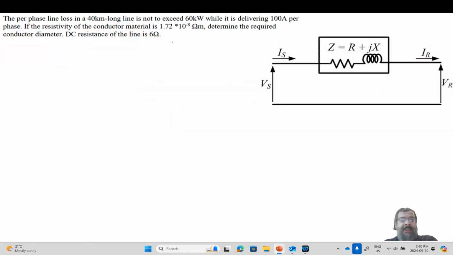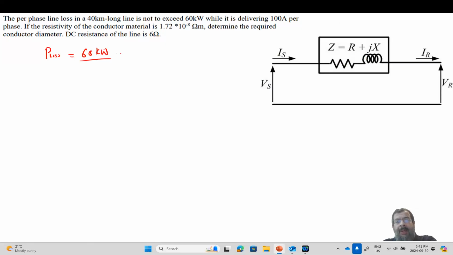Now here we have a criteria. We said that the losses, the P loss, should not exceed 60 kilowatt, so it's equal to 60 kilowatt. But now, this is a 40 kilometer overhead line length, so this is a short model. The short model is basically a resistance in series with an inductance. This is how it is modeled.